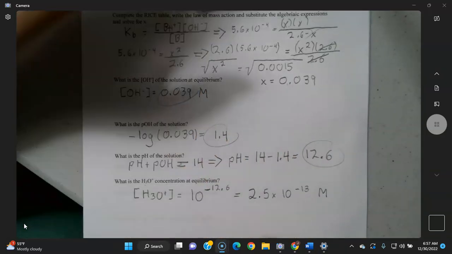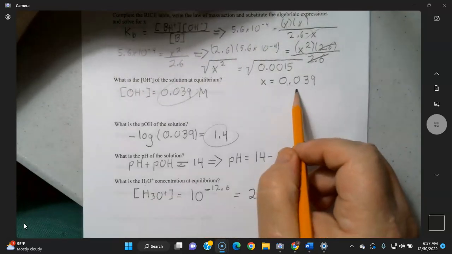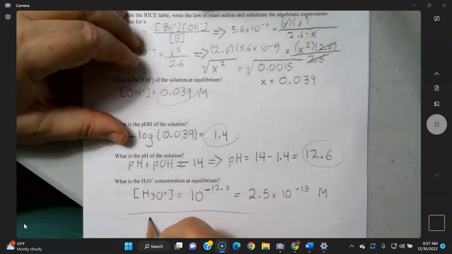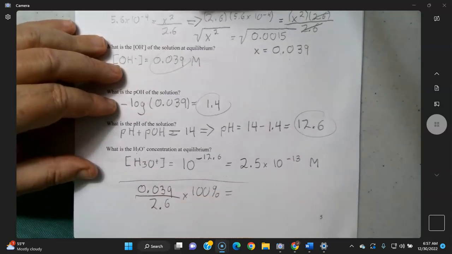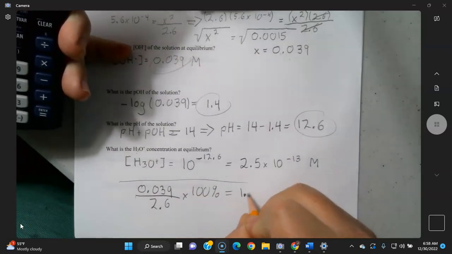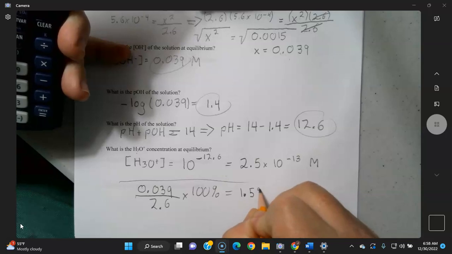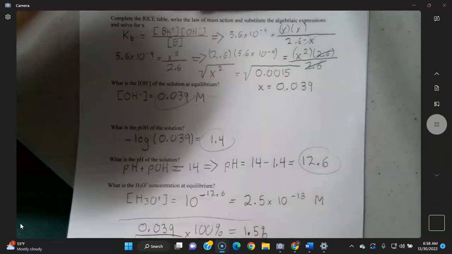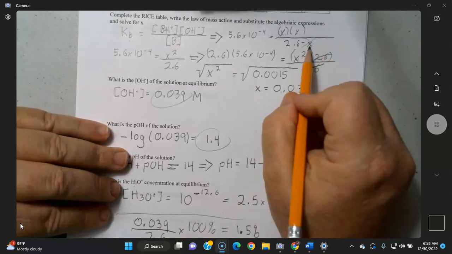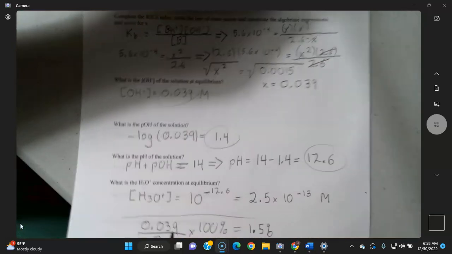We'll do the 5% rule. So X is 0.039. Didn't ask for it, let's just do it. And the initial concentration of the methylamine was 2.6. Okay, and we get 1.5%. So we were under 5%. So that means the simplifying assumption of eliminating that X right there is valid.